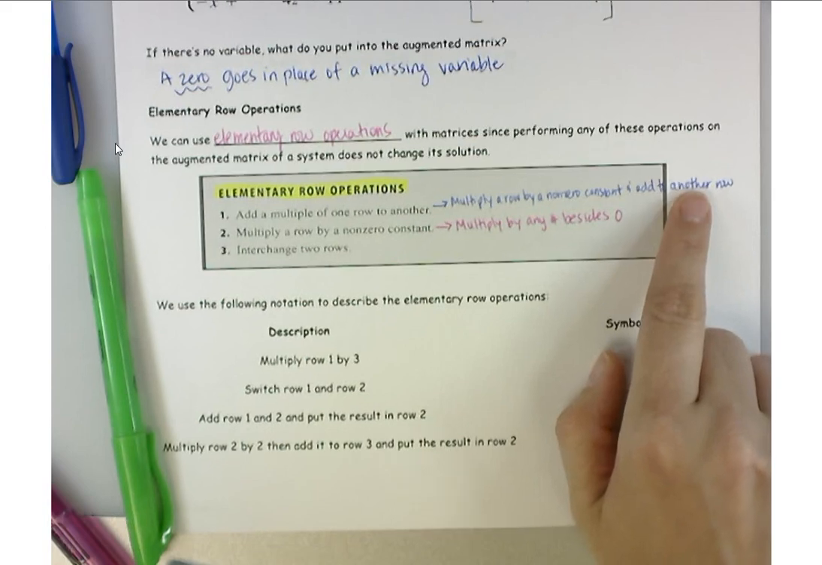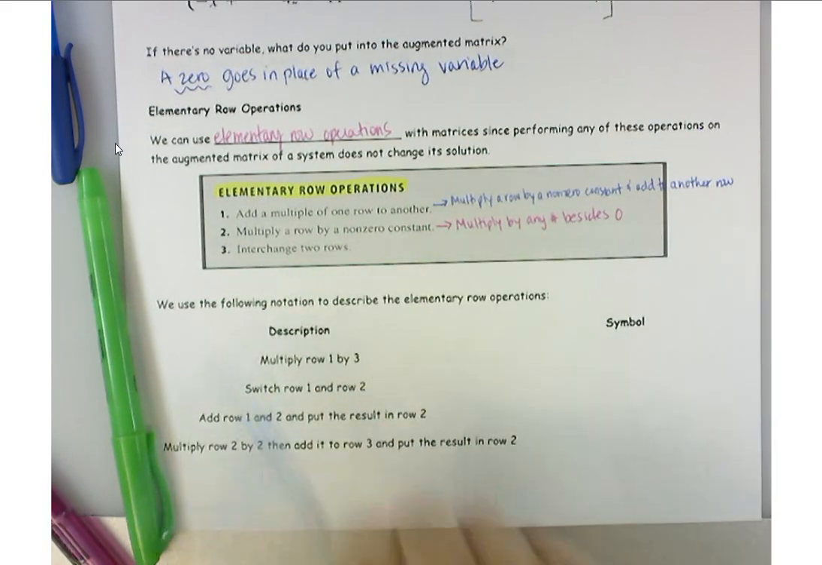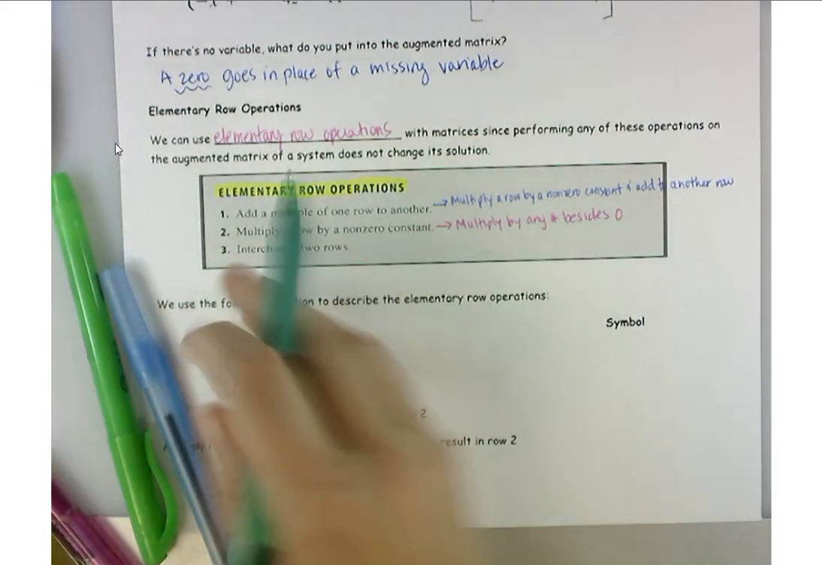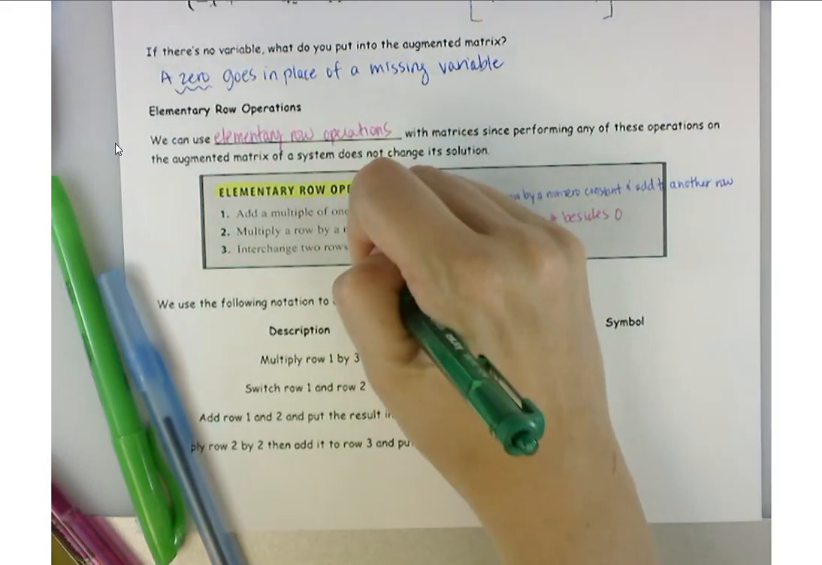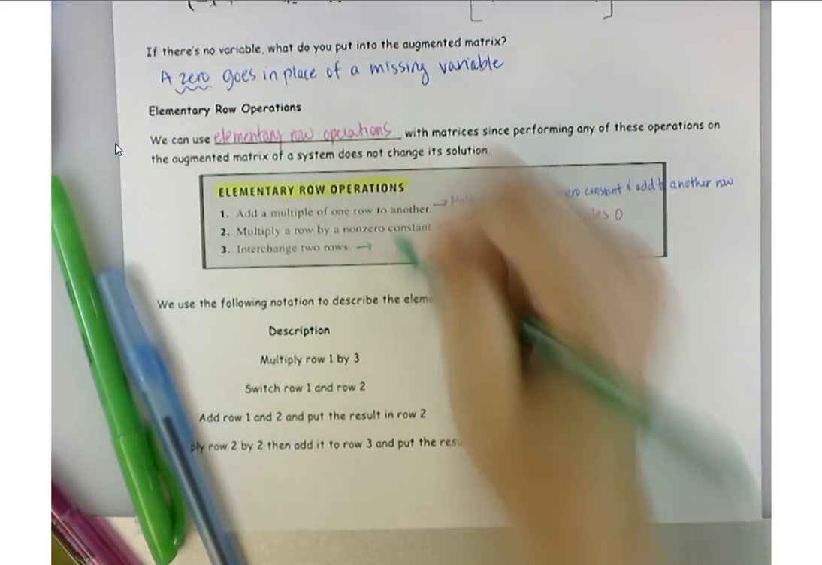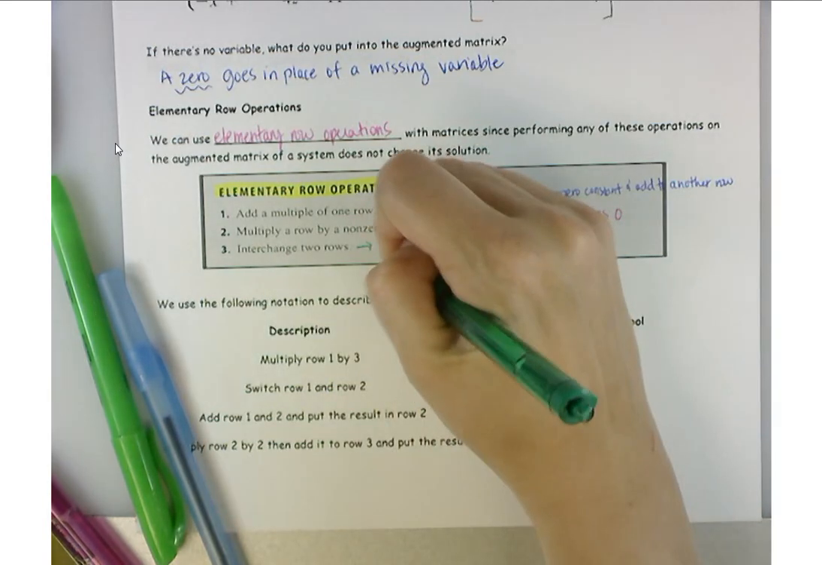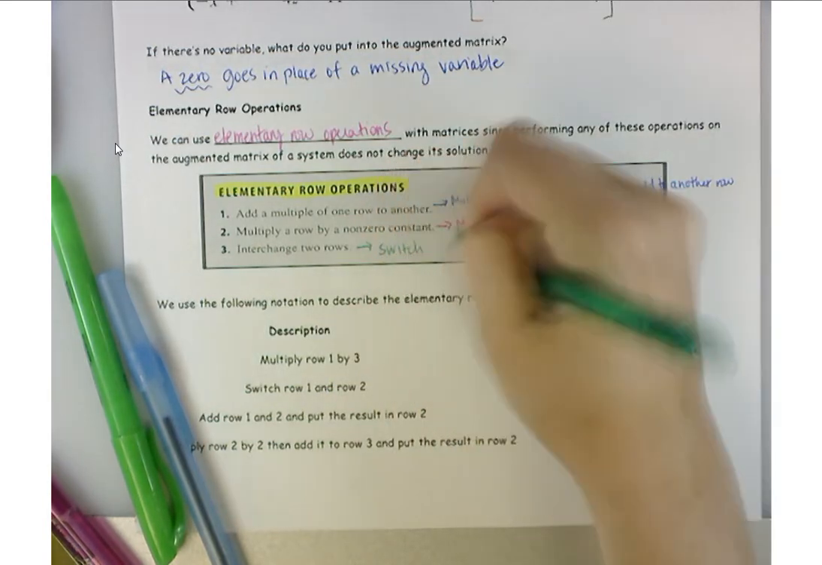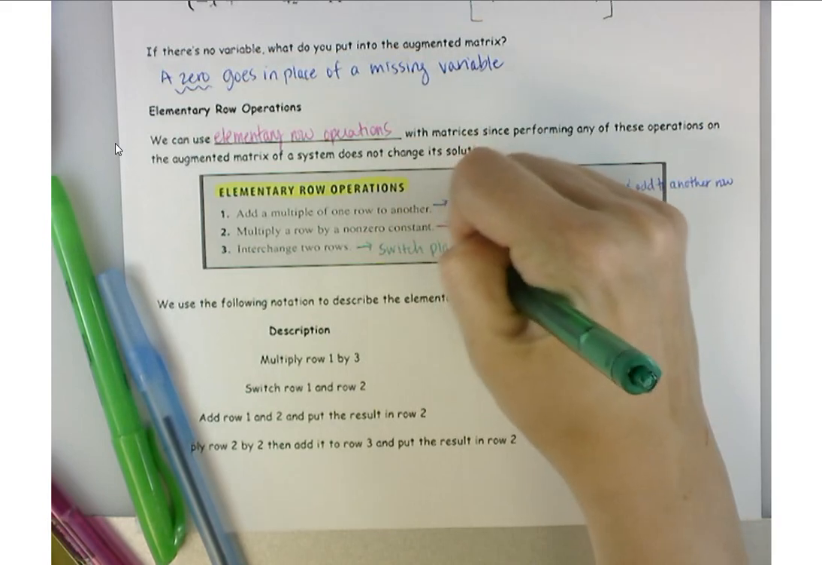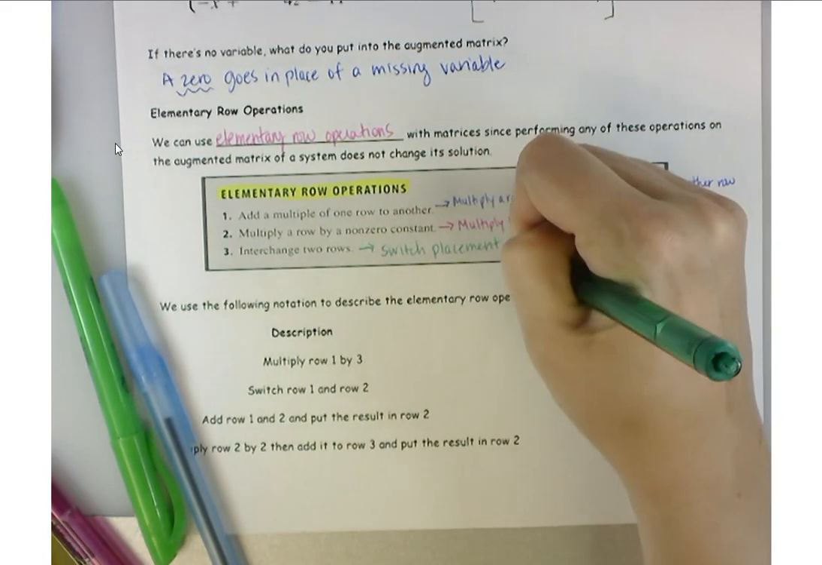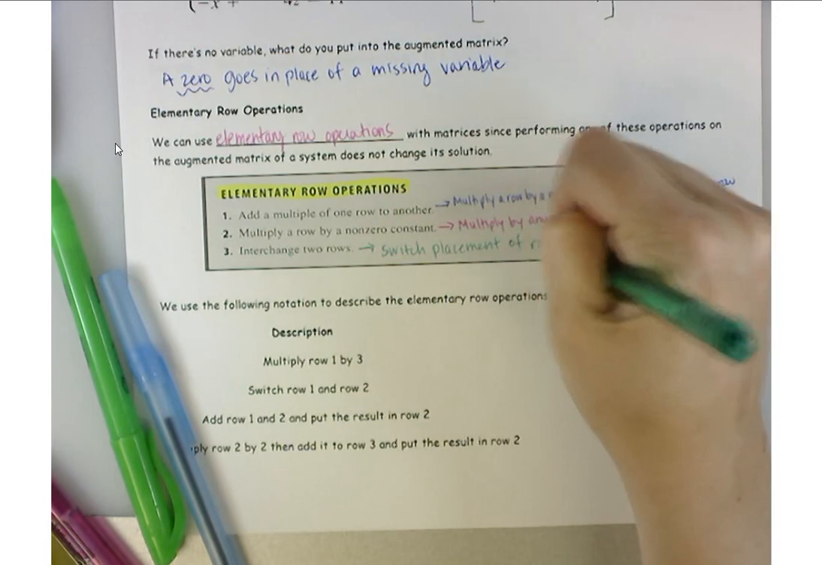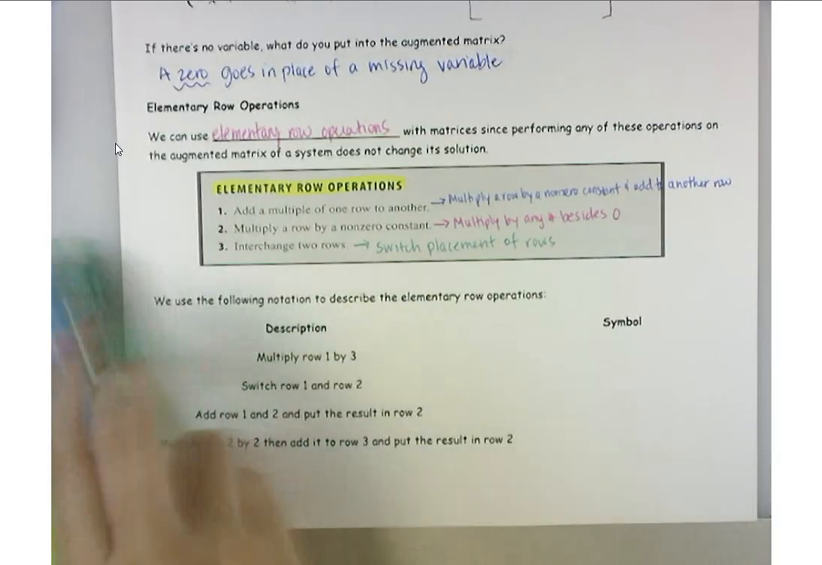Okay, that multiple. And then the last one, interchange two rows. So to interchange means you're doing what? If I wanted to interchange Henrik and Cheyenne's seats, what would happen? Yeah, you'd switch places, right? So this would be switching the placement of rows. Okay, so all of those are allowed.